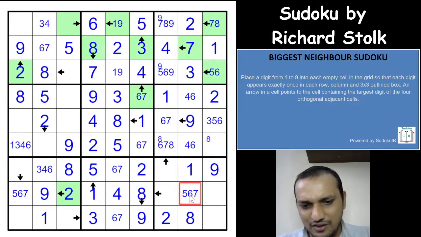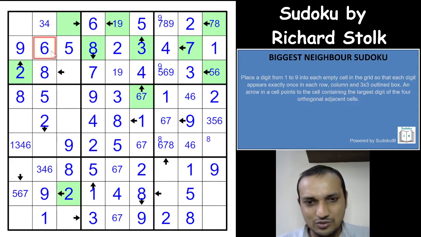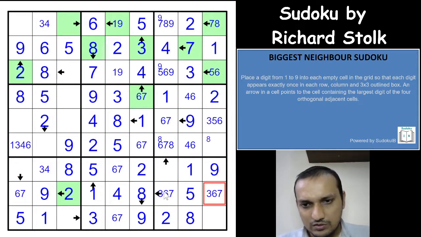That gives you 7 and a 5 here. That 7 gives you a 6 here. That removes a 6 from this cell. This 5 is removed from this cell, so there is only one place for 5 here. 3 6 and 7, right? 3 6 7 and 4.